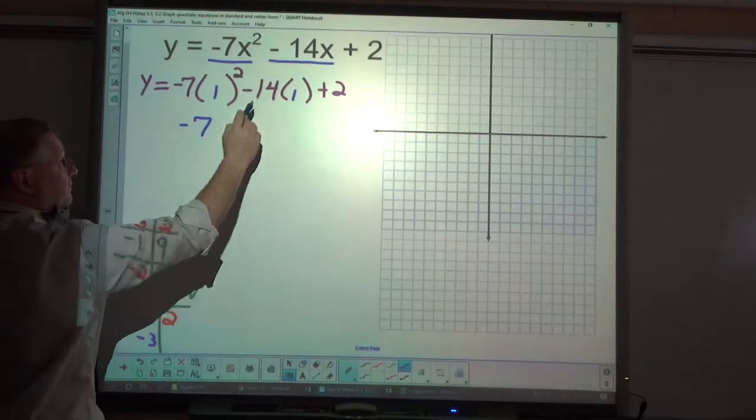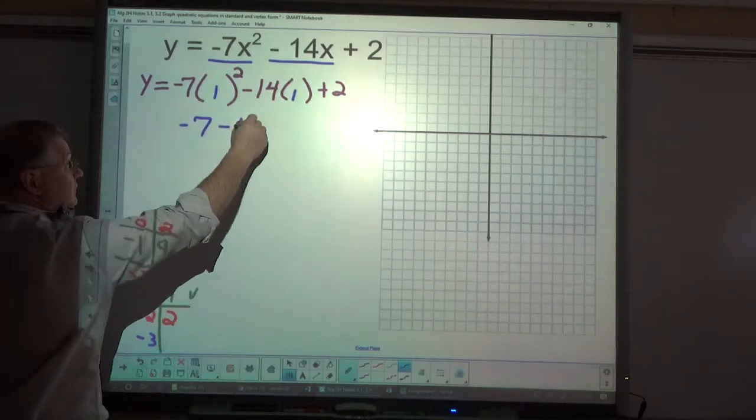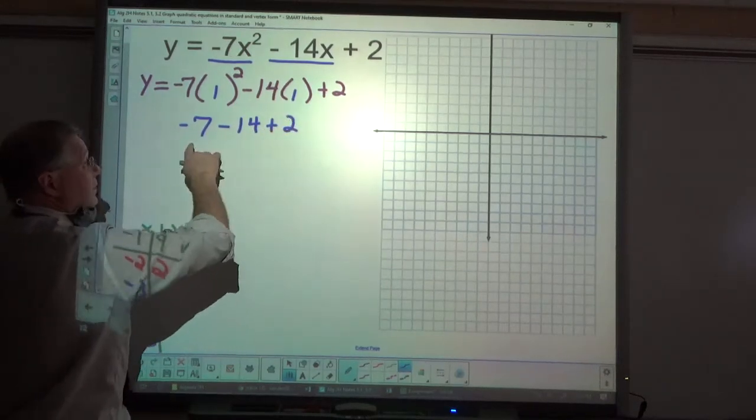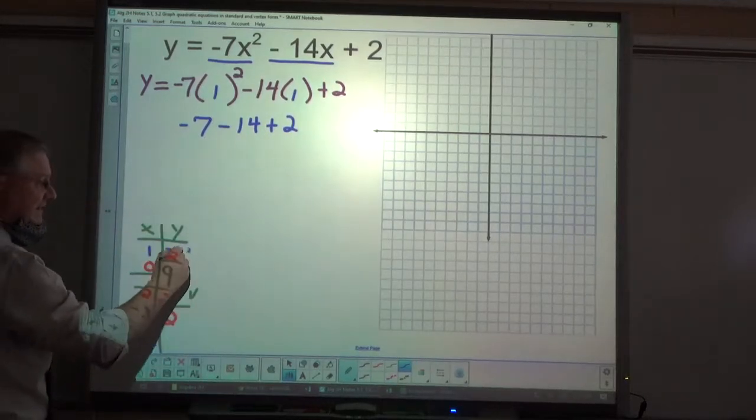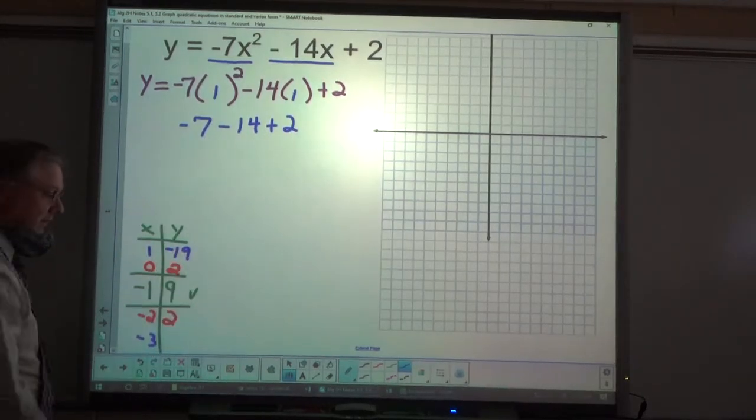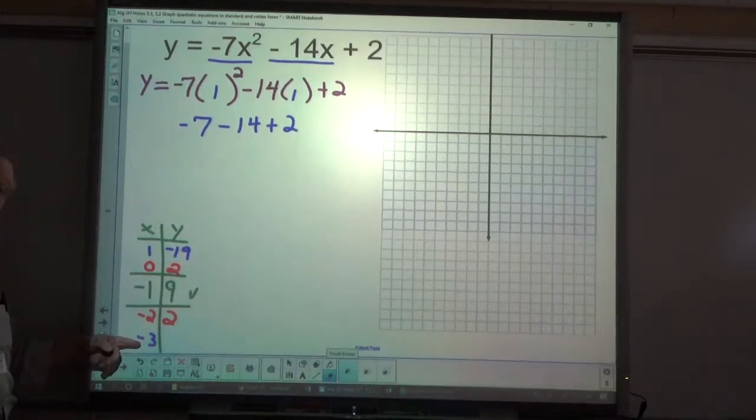So when I put 1 in here, 1 squared is 1 times negative 7 is negative 7. Negative 14 times 1 is negative 14, plus 2. Well, that's going to be negative 21 plus 2 would be negative 19. And I darn well better get negative 19 when I plug negative 3 in.